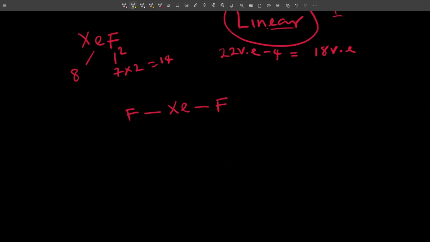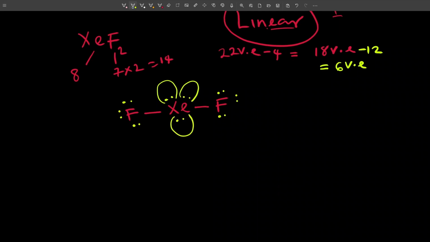Do you know what to do now? We assign them to the terminal atoms. So let's assign them to the terminal atoms. I've used up 6 and 6, that is 12. 12 from 18 should give me 6 valence electrons. So I'll assign the remaining 6 valence electrons now to the central atom. So let's do that. I have 1 here, 1 here, and 1 over here. So this is the Lewis structure for XeF2.